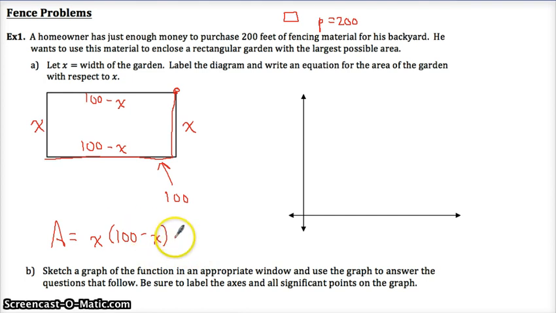Now, you could leave it like this. Some people think, well, wait a minute, this isn't vertex form. This isn't standard form. This is the same as 100x minus x squared, which actually isn't really in standard form. We should say negative x squared plus 100x. That might make it easier to graph for you. It might make it easier to think about. It might make it easier to sleep at night. I don't know. Let's sketch this in an appropriate window.